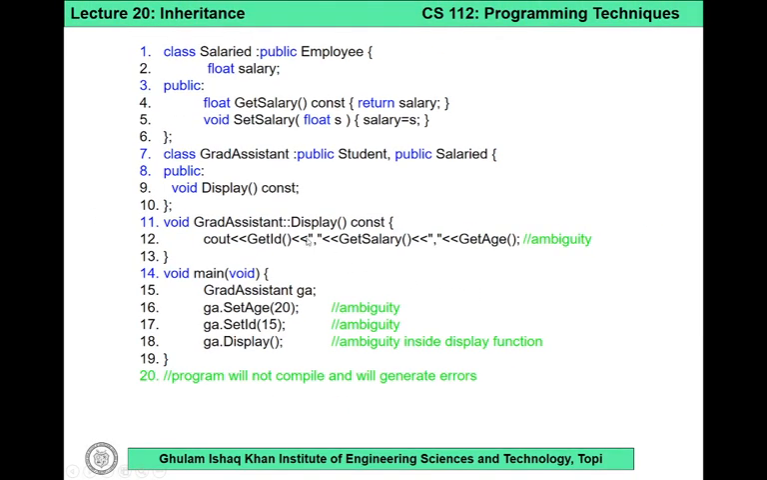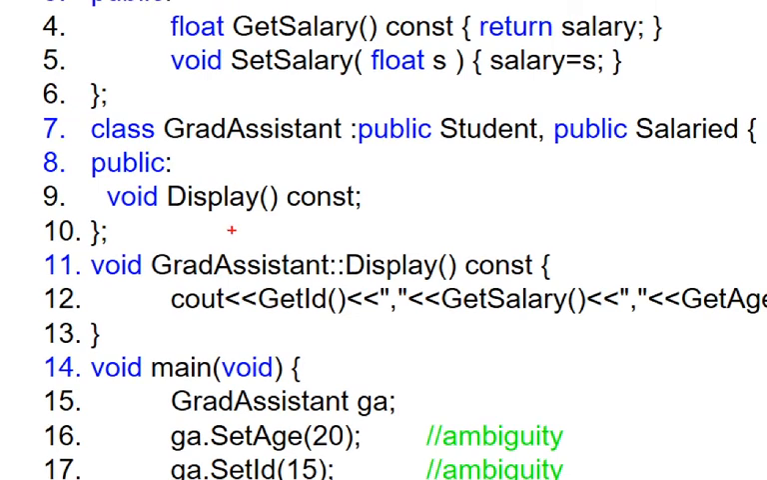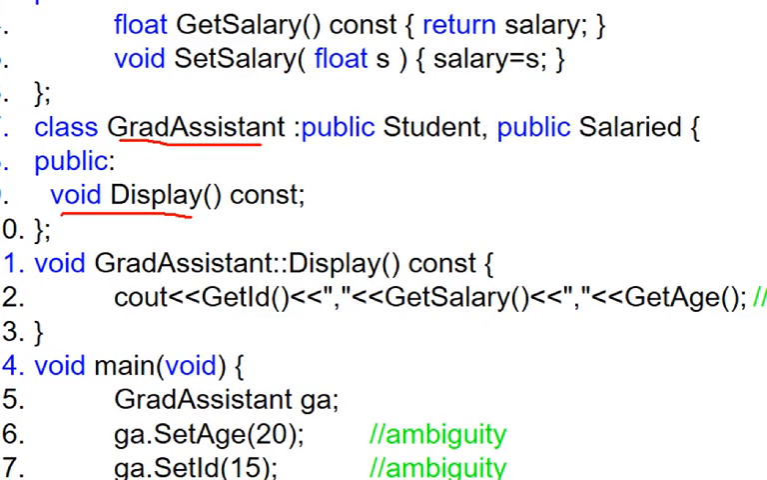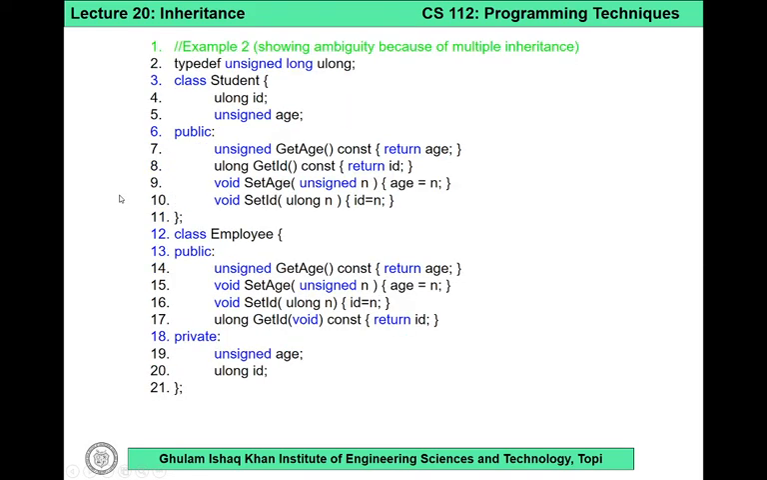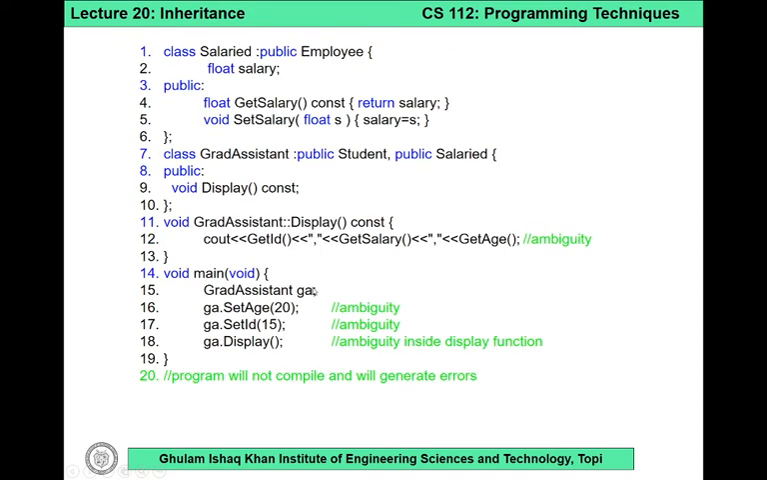And if you see here, sorry, my mistake. I've directly gone to the definition. I've missed this declaration of the function. In the graduate assistant class, we have no member variable, but we have defined a function display, and this is defined outside the body of the class. And here we are simply calling functions. The first function is get id, the second function is get salary, and the third function is get age. So remember, we have get id, get age, set id, set age, like setters and getters of id, which are both available in the student and employee classes.